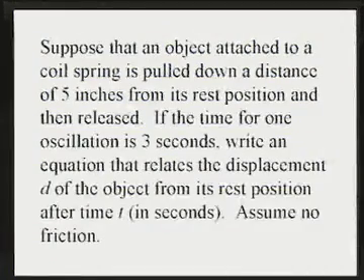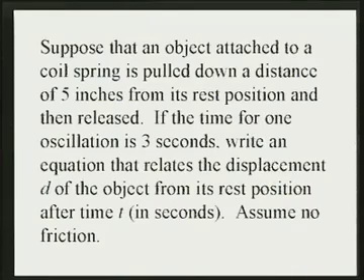So let's suppose that an object attached to a coil spring is pulled down a distance of 5 inches from its rest position and then released. Picture in your mind what would happen. The object would oscillate up and down from that position. If the time for an oscillation is 3 seconds, write an equation that relates the displacement d of the object from its at-rest position after time t in seconds.